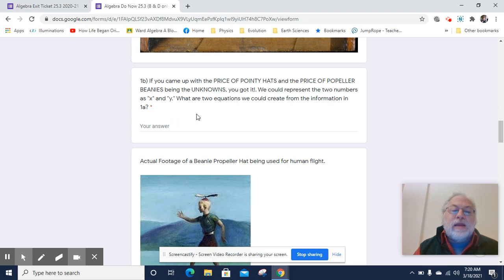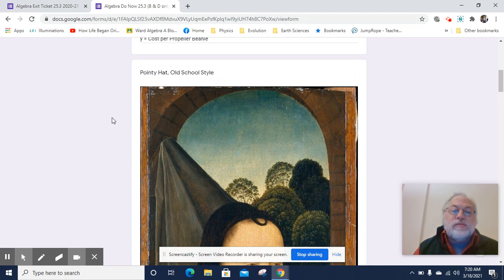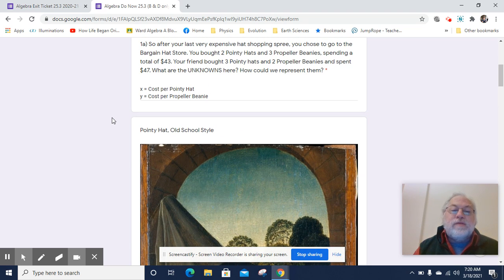And now we need to figure out, so if we came up with the pointy hats and the propeller beanies as being the unknowns, that's good. We need to come up with equations. So let's go back and look at our information. We know you spent 43 and your friend spent 47, so those are totals. We have 2 pointy hats and 3 propeller beanies. Now, this is not 2 rates. However, the unknowns are rates. So you do have 2 rates. So this is a good candidate.